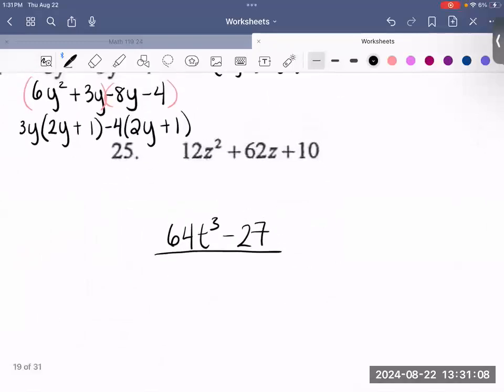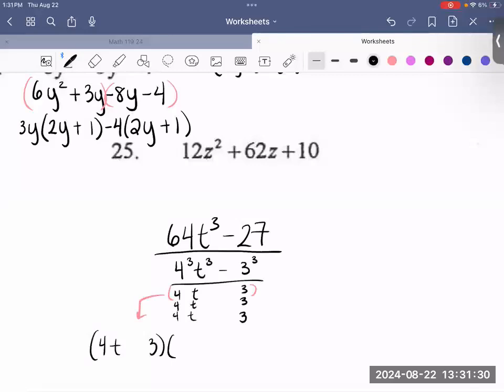So 64 is a perfect cube of 4. And 27 we already did. So we really have 4t and 3. So the first one we get to put into its own parentheses, 4t and 3. Opening up a new parentheses. The last ones we're going to square and put on either end. So we have 16t squared and 9 squared. And your middle ones we're going to multiply. Oops, that's not your middle one. We're going to multiply 4t by 3. So 4 times 3 is 12 times t. And then your acronym of SOAP, same, opposite, always positive.